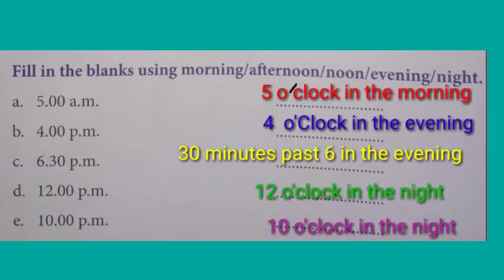Fill in the blanks using morning, afternoon, noon, evening, or night. Part A, 5 a.m. It is 5 o'clock in the morning. Part B, 4 p.m. It is 4 o'clock in the evening. Part C, 6:30 p.m. It is 30 minutes past 6 in the evening. Part D, 12 p.m. It is 12 o'clock in the night. Part E, 10 p.m. It is 10 o'clock in the night.